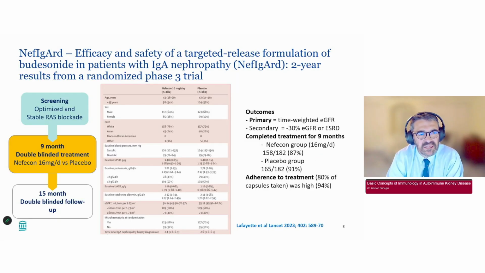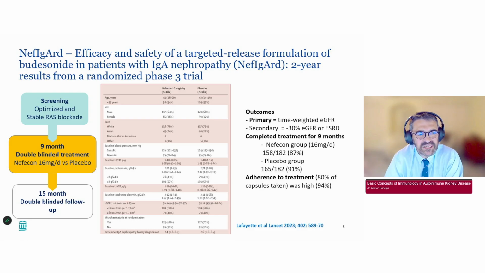It turns out that the gut-associated immune system is where most of the IgA is produced. And so this is the basis of the NefIgArd trials. And hopefully Jerry Appel will tell you more about this later on. But NefIgArd is a gut-limited steroid.